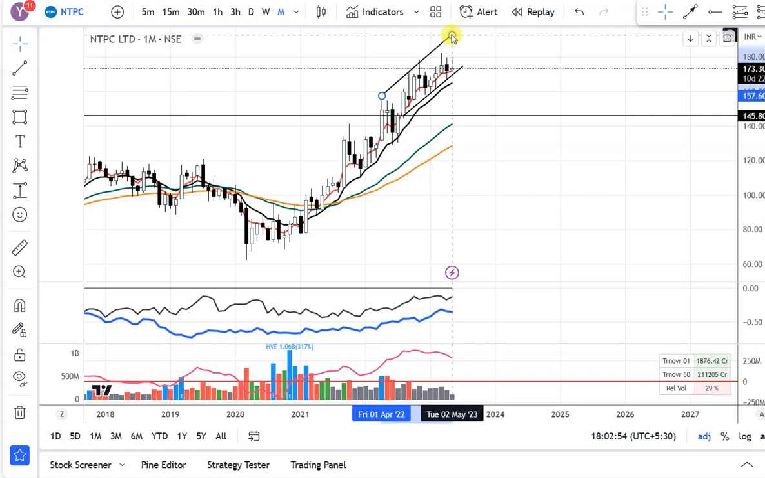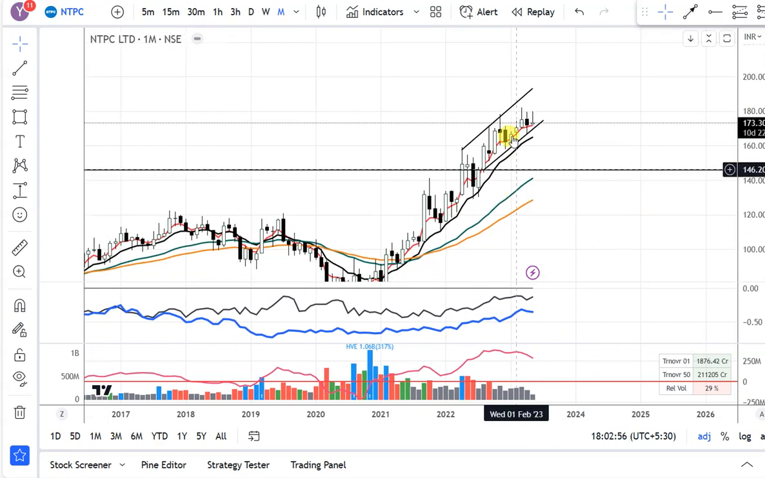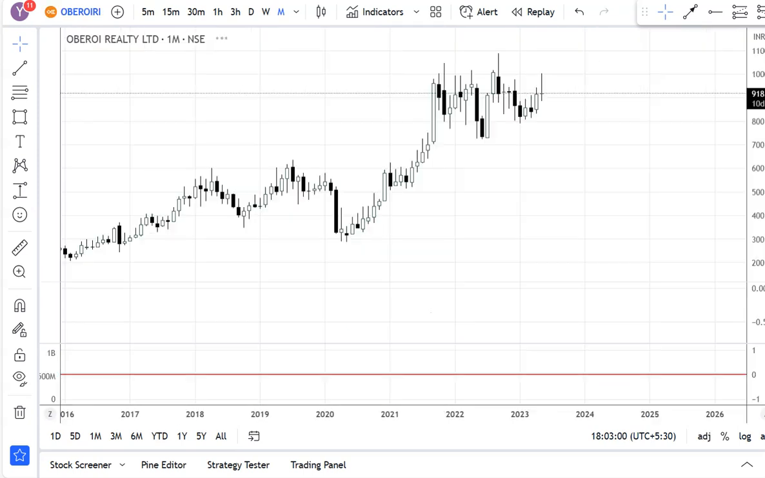Oberoi Realty is again stuck near the 1000 area. So let's wait and watch what it does at the all-time high.